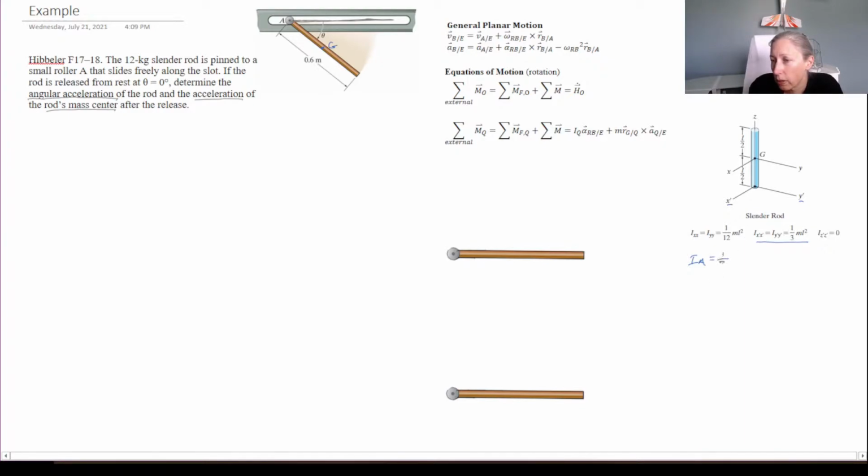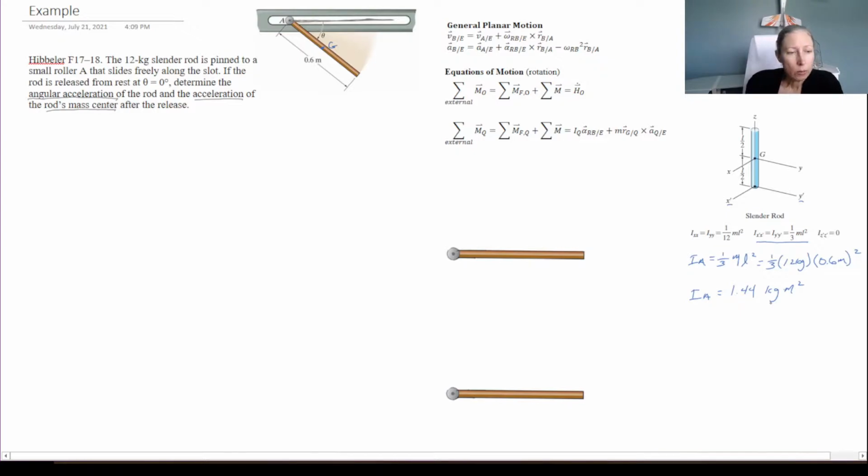So I'm just going to write this. It's going to be 1/3 ml squared, and I can just fill in values. So the mass of our slender rod is 12 kilograms, and its length is 0.6 meters, and that's going to be squared. And so if you do that calculation, you should find that the mass moment of inertia of our object about point A is 1.44 kilogram meters squared.